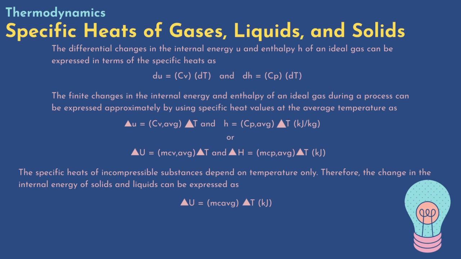A substance whose specific volume or density does not change with temperature or pressure is called an incompressible substance. The specific volumes of solids and liquids essentially remain constant during a process, and thus they can be approximated as incompressible substances without sacrificing much in accuracy. The specific heats of incompressible substances depend on temperature only. Therefore, the change in the internal energy of solids and liquids can be expressed as ΔU equals mass times C average times ΔT, where C average is the average specific heat evaluated at the average temperature.